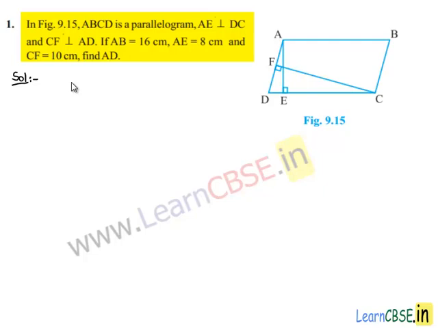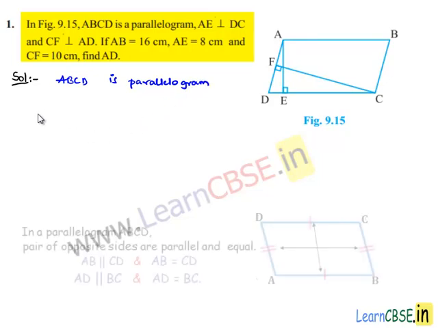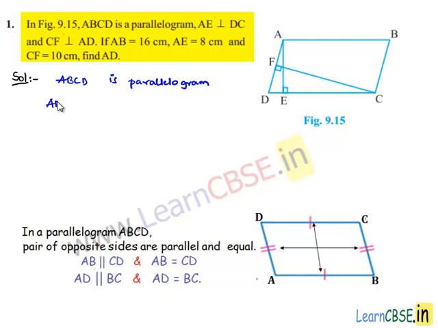Let us note down the given information that ABCD is a parallelogram. We know that in a parallelogram, opposite sides are parallel and equal. Therefore here, AB is parallel to CD and AB will be equal to CD. Similarly, AD will be parallel to BC and AD will be equal to BC.